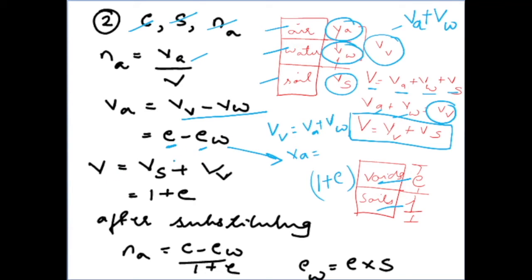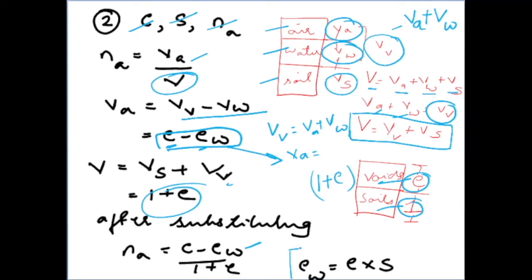Similarly, what is the total volume? Total volume is nothing but volume of the solids plus volume of the voids. What is volume of the solids? It is 1. What is volume of the voids? It is nothing but e. So I can write it as 1 plus e. Now let us substitute. What is percentage of air voids? It is nothing but VA by V. We can write it as e minus eS, and this total volume can be written as 1 plus e. Okay, so I have just substituted over here.